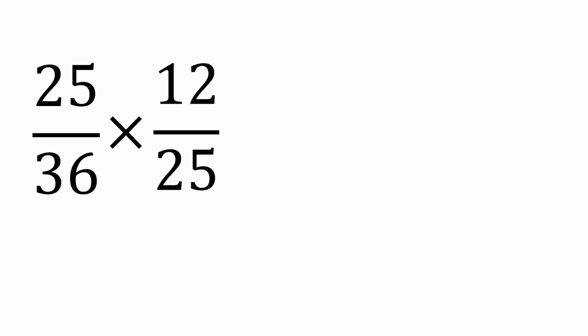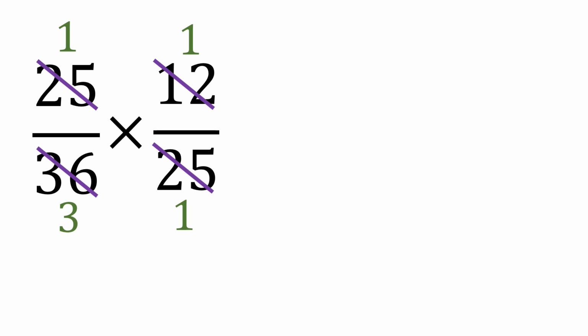Let's solve this using cross cancellation. We cross out 25 and 25 because they have a common number to divide. They are both divisible by 25. So let's divide 25 by 25. That is 1. And another 25 by 25. It is also 1. Now for 12 and 36, they both can be divided by 12. 12 divided by 12, that's 1. And 36 divided by 12, that's 3.